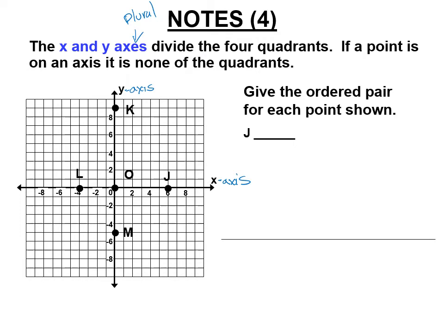All right, so give the ordered pair for J. So what do you think J is? Well, there's a 6 there that's from X. But what's the other one? Well, you don't write the 0 twice. It says 6, 0. J is at 6, 0.